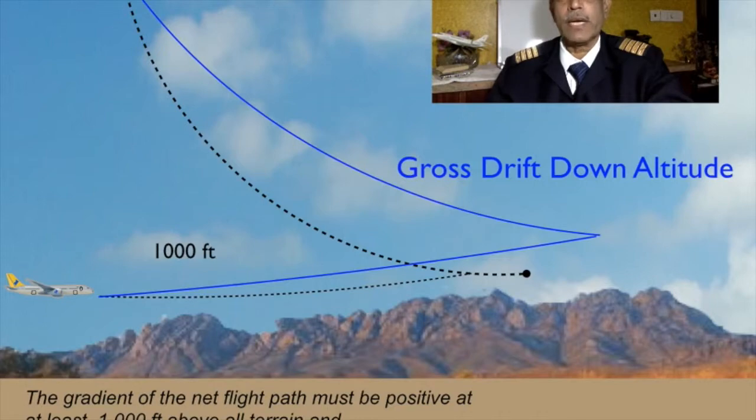Let's go down to the actual terrain clearance requirements. The gradient of the net flight path must be positive, at least 1,000 feet above all terrain and obstructions along the Enroute segment. What it means is that at any time, if there was a drift down due to a single engine failure, that net drift down altitude must clear all the obstacles by 1,000 feet on the route. That's what it means.